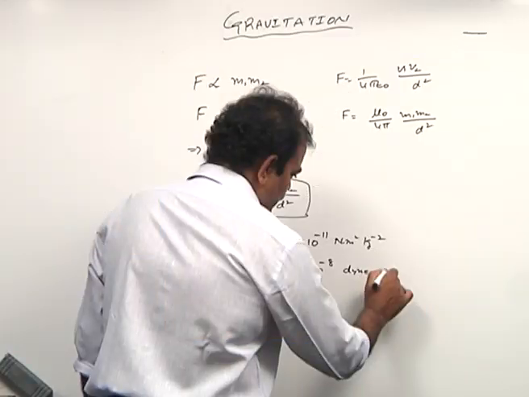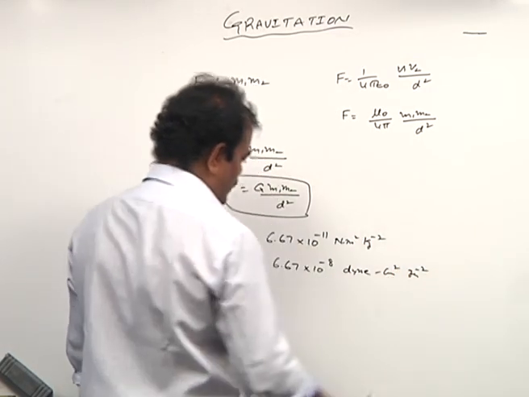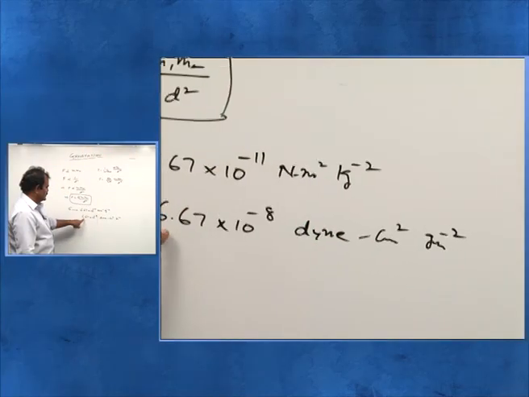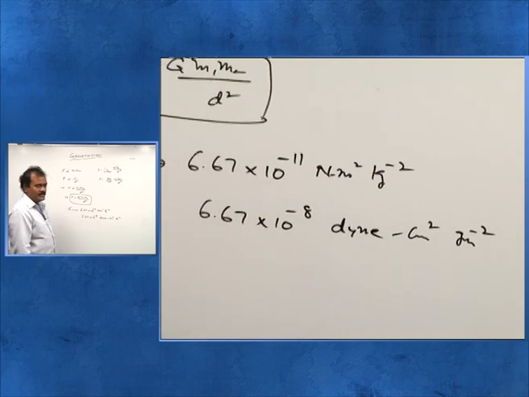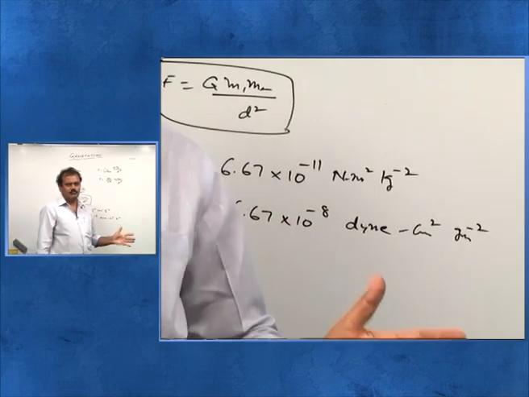And meter square can be taken as centimeter square, and kg to the power minus 2 can be taken as gram to the power minus 2. So that's why 6.67 into 10 to the power minus 11 is here, and 6.67 into 10 to the power minus 8 is here, and this is a constant whatever may be the medium that is present in between two masses.